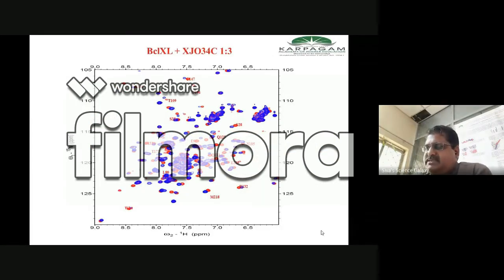In just 2 slides, I'm showing some very advanced experimental methods to show that one ligand is interacting and another ligand is not interacting. Don't bother if you are not understanding, it's okay. If you have any question, you can ask me also. Otherwise, just understand that yes, this ligand is interacting.